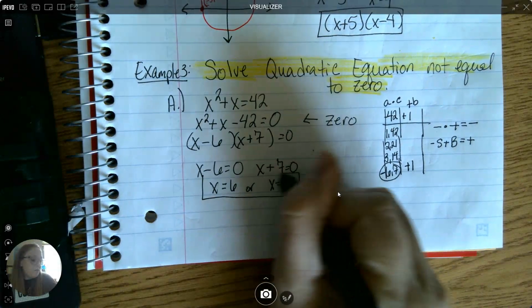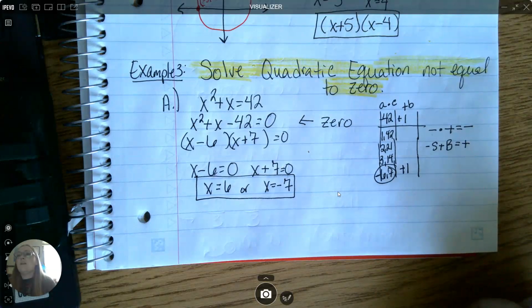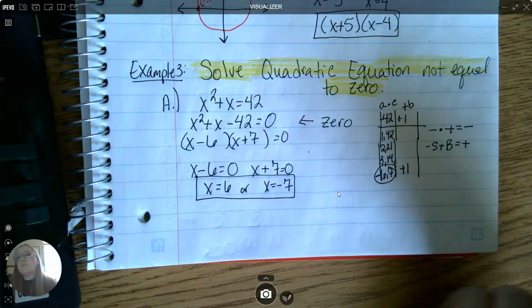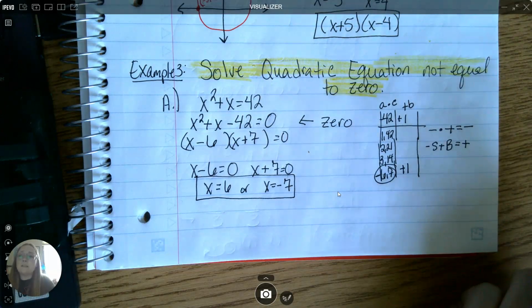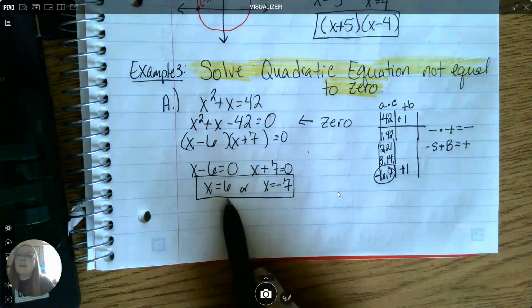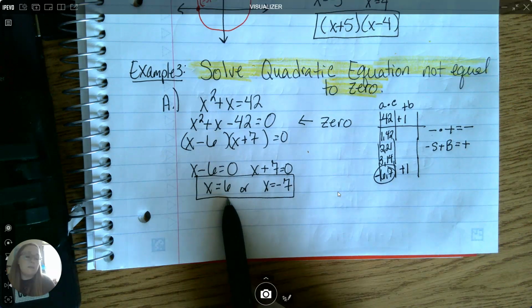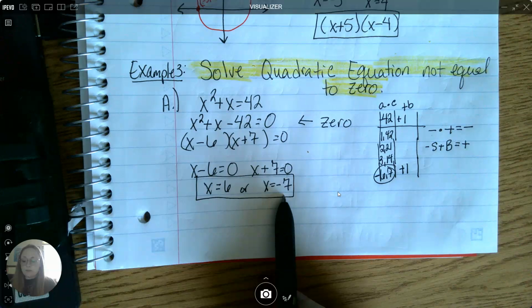Now, if this is a word problem, then we would just make sense of whether it should be the positive number or the negative number. So if we were talking about time or distance, it would be the positive. And if we were talking about owing money, then it would be our negative solution.